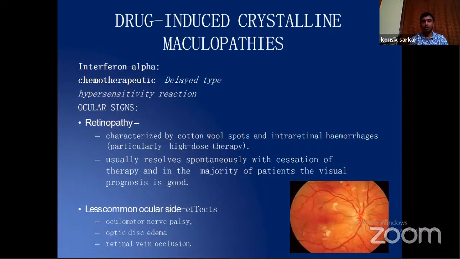Interferon alpha and chemotherapeutic drugs can also cause crystalline maculopathy or retinopathy. Here, some cotton wool spots and intraretinal hemorrhages occur in cases of high dose therapy of interferon alpha, and it usually resolves spontaneously with cessation of this drug. It is said that in the majority of patients, the visual prognosis is good after discontinuation of this treatment. Less common ocular side effects with this drug include cranial nerve palsy, optic disc edema, and retinal vein occlusion.